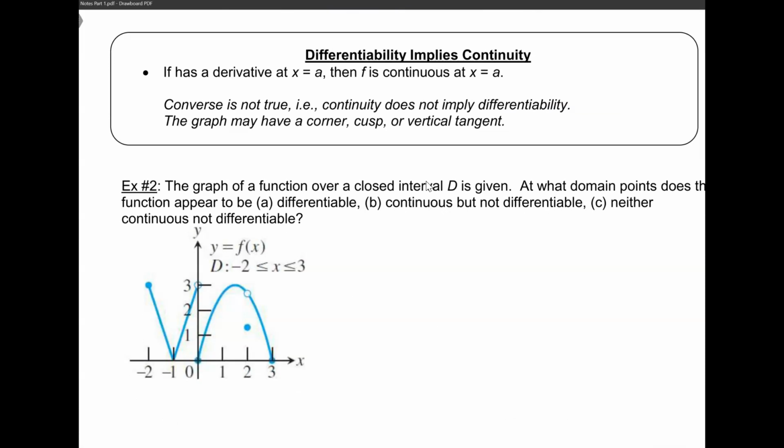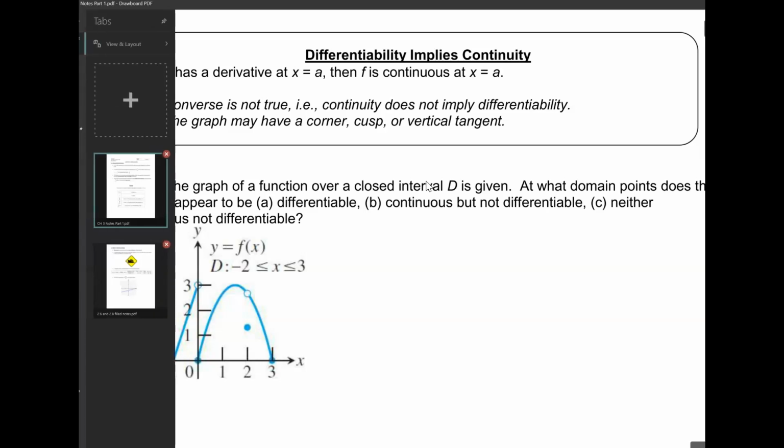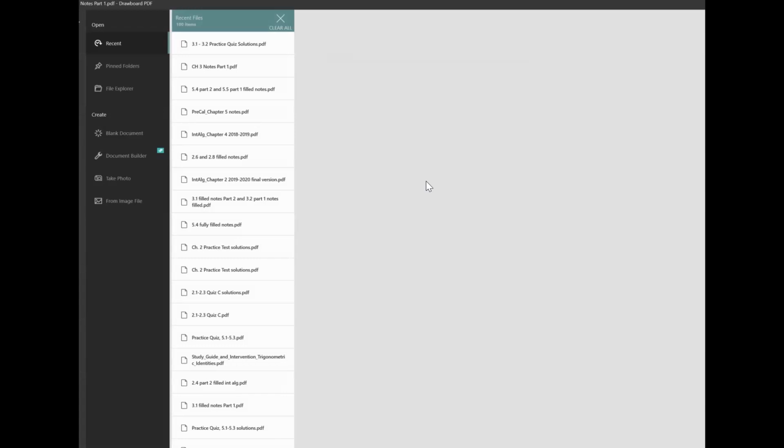No, it's not. Wait, so this is the question? What? So, I just showed you guys the practice quiz. So if I'm asking you for the derivative at a point, oh my god. Okay, sometimes you guys drive me nuts.